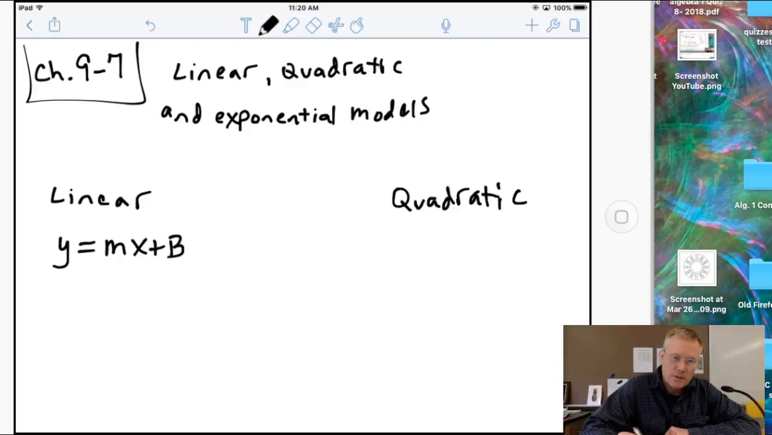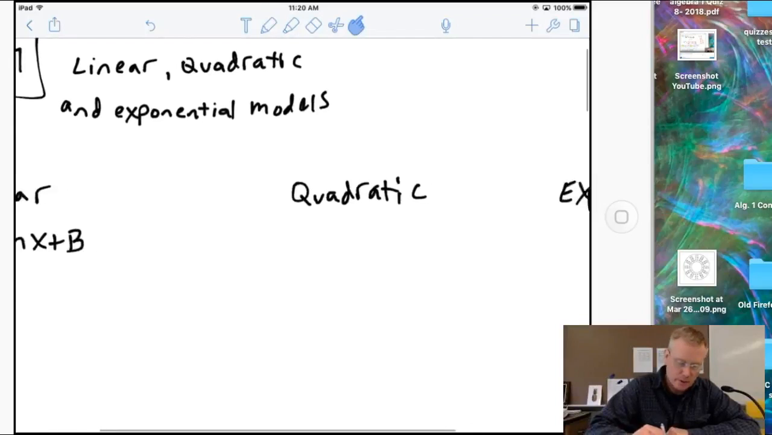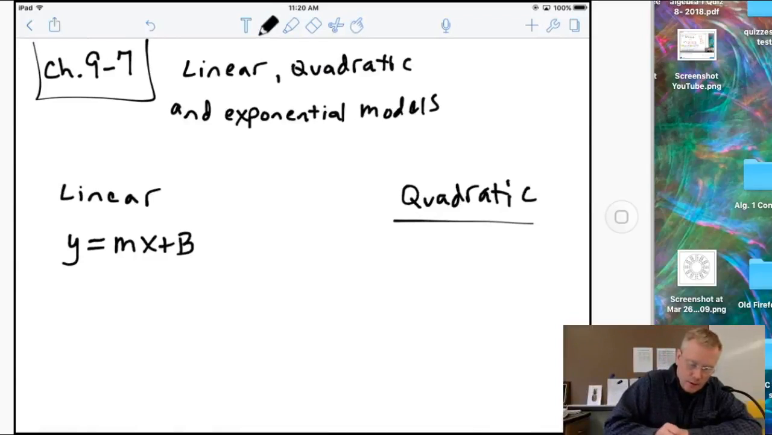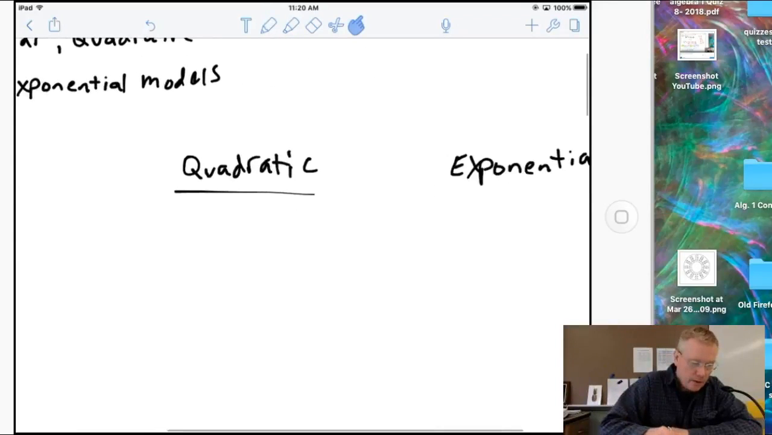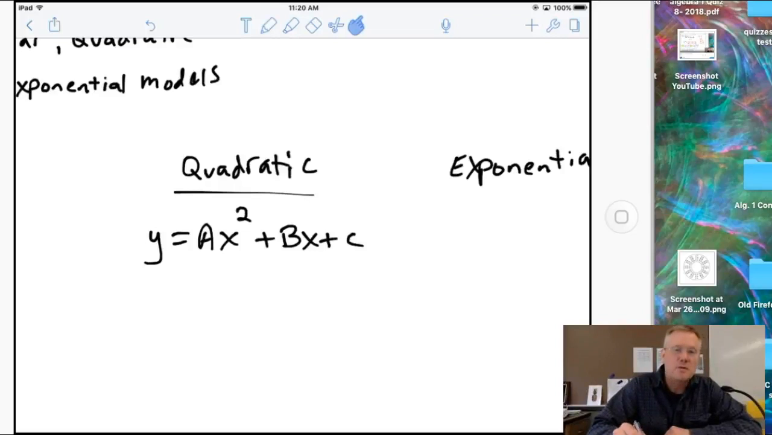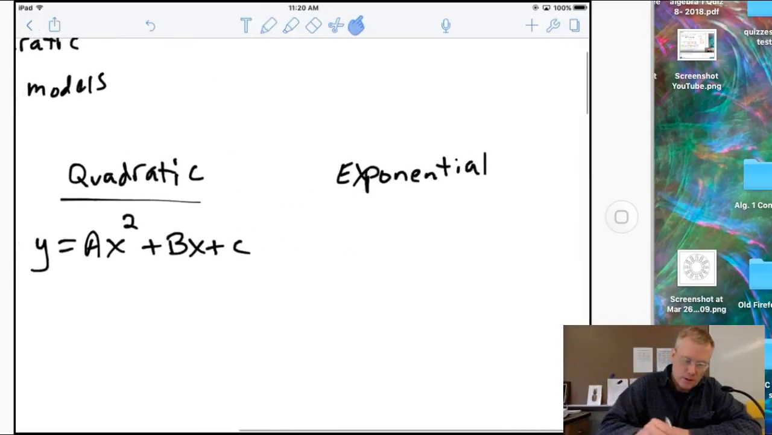The exponent on the x is a 1, which is implied, and the exponent on the y is a 1, which is implied, because they're regular x's, regular y's. Then there's quadratic. Quadratic is where I've got an x squared in there. And it usually falls under the type of equation like y equals ax squared plus bx plus c. You know, y equals 3x squared minus 4x plus 5 or something like that. All right, so that's what a quadratic equation looks like.